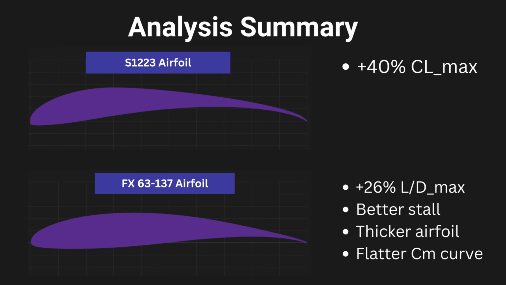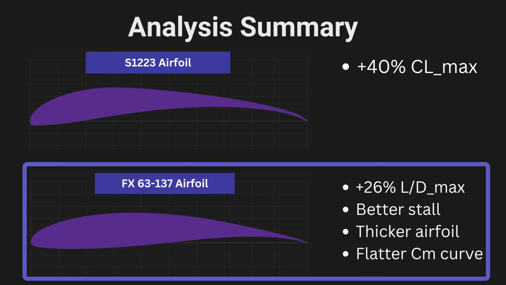The main takeaways are that the Selig 1223 provides 40% higher lift coefficient, while the FX 63137 can provide 26% better efficiency, along with slightly better stall characteristics, manufacturability, and a flatter moment curve. For these reasons, we will choose FX 63137 as our airfoil.